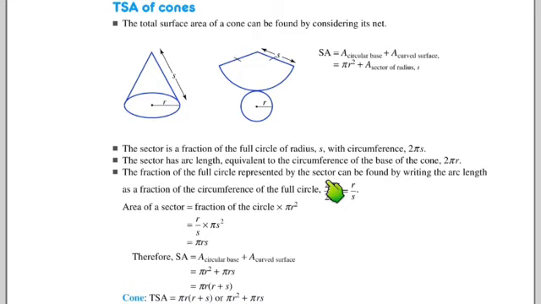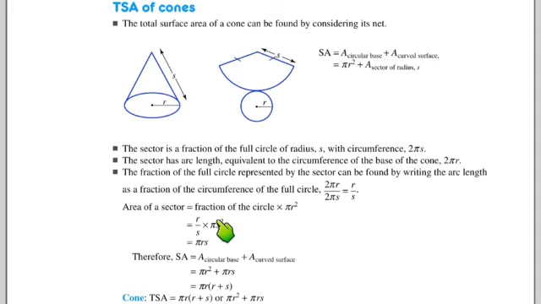So therefore, let's apply that fraction of a full circle of radius s. The area of a full circle of radius s would be pi s squared, wouldn't it? So let's start with that and then take the appropriate fraction of it to get the area of this sector.